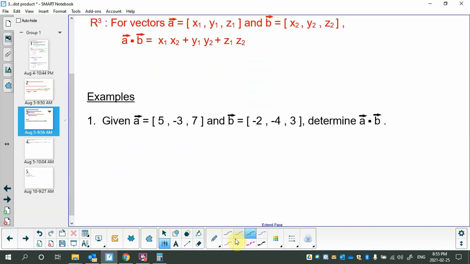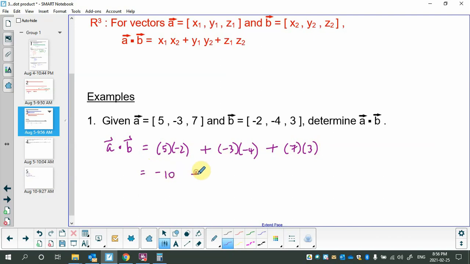So here is my calculation. Vector A dot vector B equals 5 times -2, which yes, you can do in your head, plus -3 times -4, which yes, you can do in your head, plus 7 times 3. So x's multiplied together, y's multiplied together, z's multiplied together. Remember, they're called components. So this is negative 10 plus 12 plus 21. So if I'm not mistaken, that should be 23.